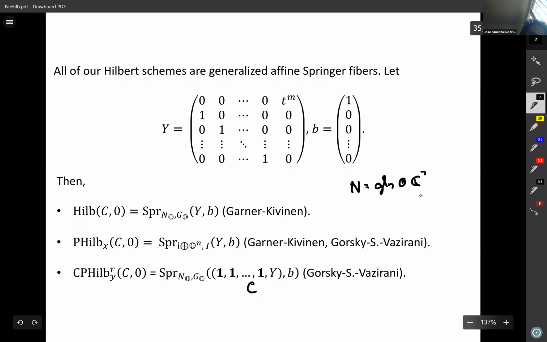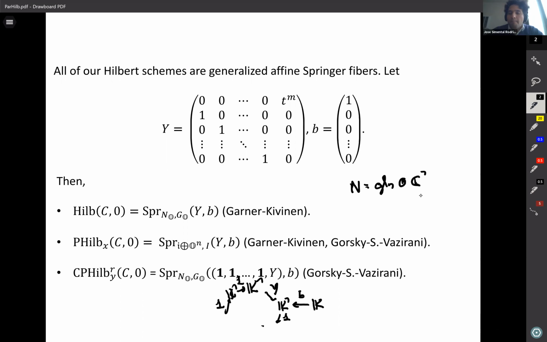So what I am going to do, well, I guess I have C^n, C^n, and here I have the framing. What I'm going to do is put identities everywhere, except in this last one where I put Y. This is the interesting part. And here is the same vector B, which is just (1, 0, 0, 0). It turns out that this generalized affine Springer fiber is the compositional parabolic Hilbert scheme.